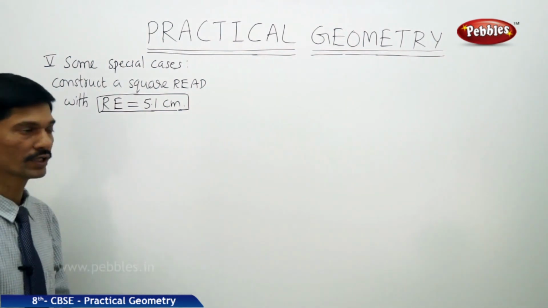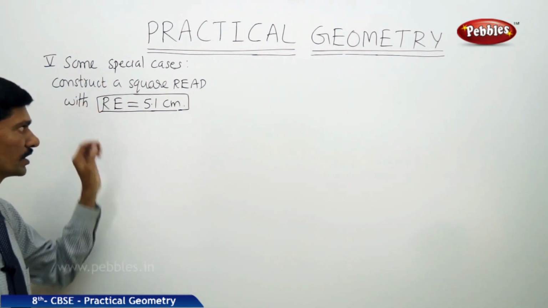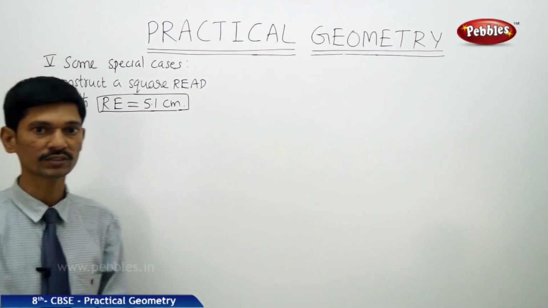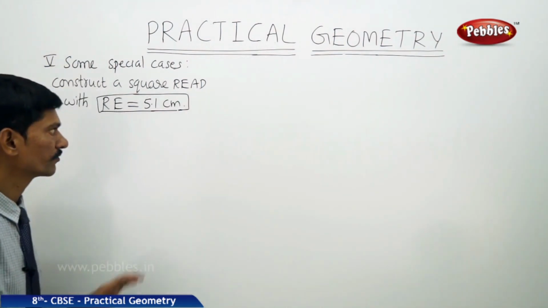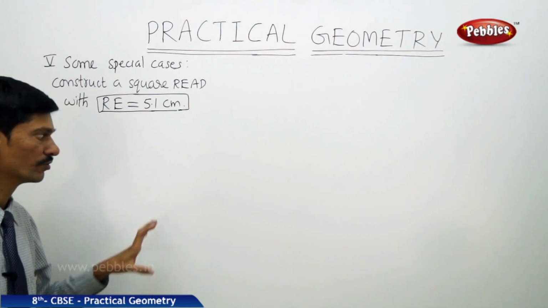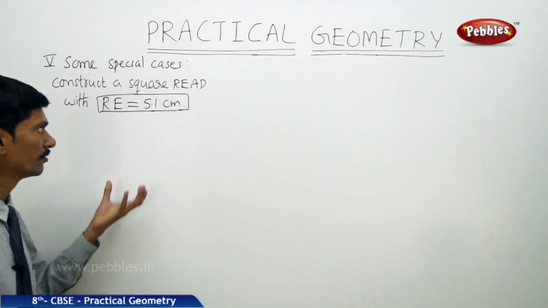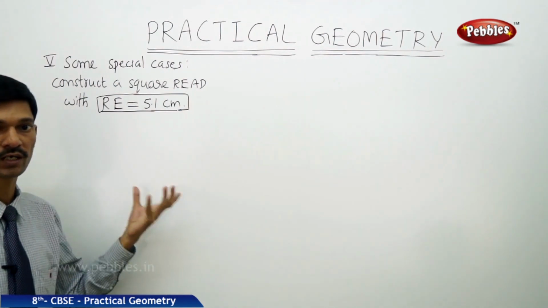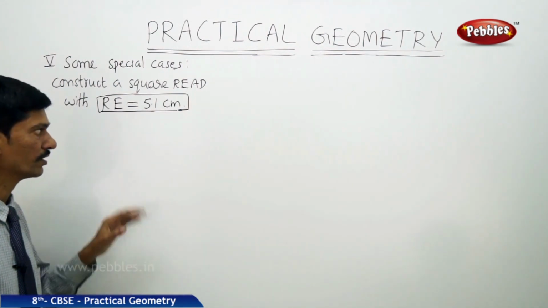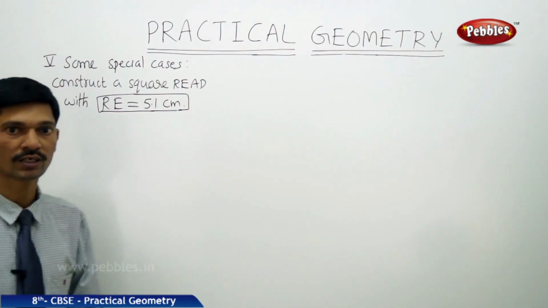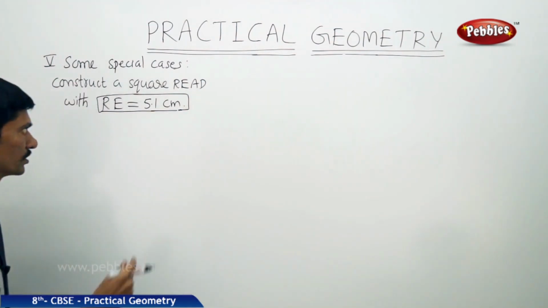It seems that there is only one side given, but if you see the properties of a square, then the 4 sides are equal and the 4 angles are equal and each angle is a right angle. So 4 sides are given and even 4 angles are also given. With the given measurements we can easily draw a square. Now let us draw the square here.